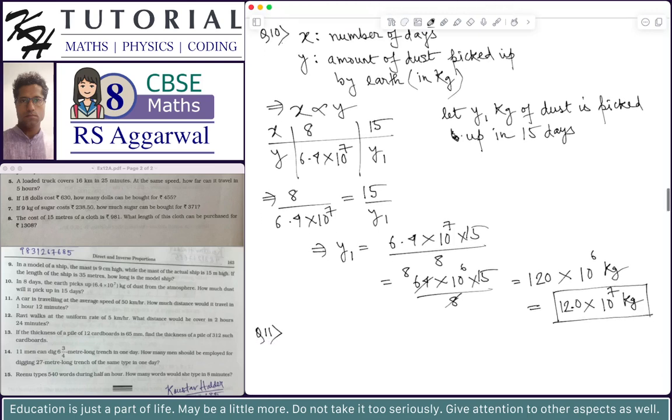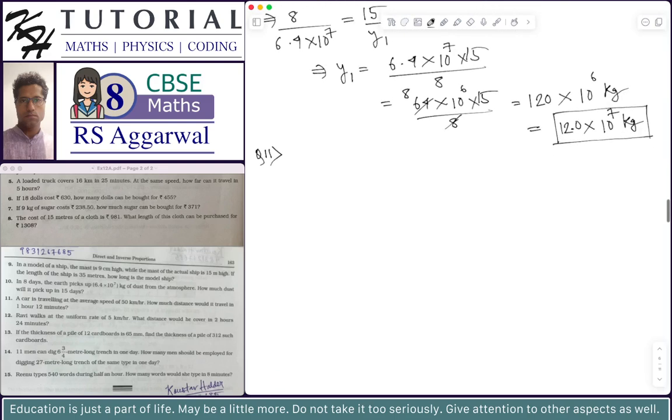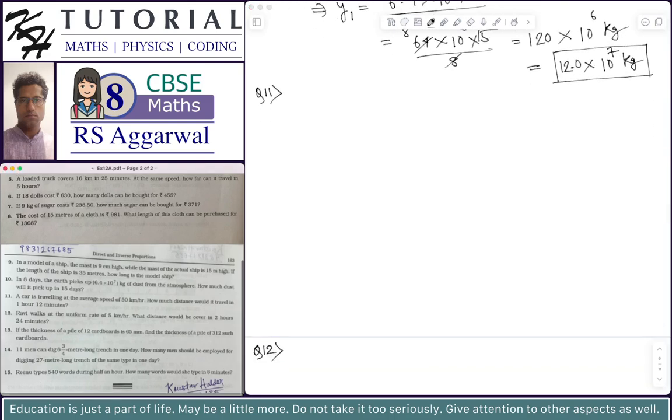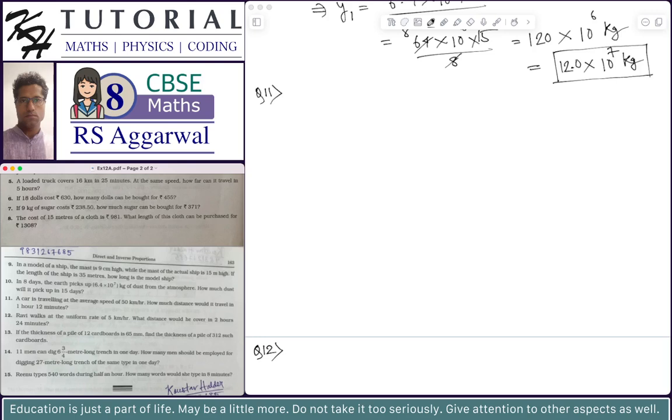Okay, let's do problem number 11. A car is traveling at the average speed of 50 km per hour. How much distance would it travel in 1 hour 12 minutes? So this is a very standard problem regarding distance covered, time and speed. So when the speed is constant, always remember, then the distance traveled and the time are in direct proportion, or in direct variation.